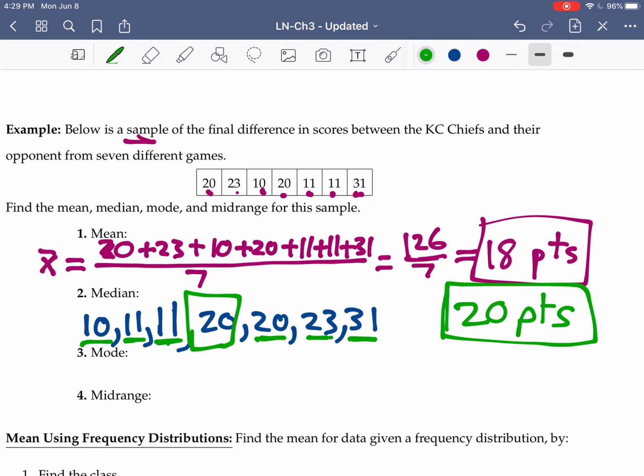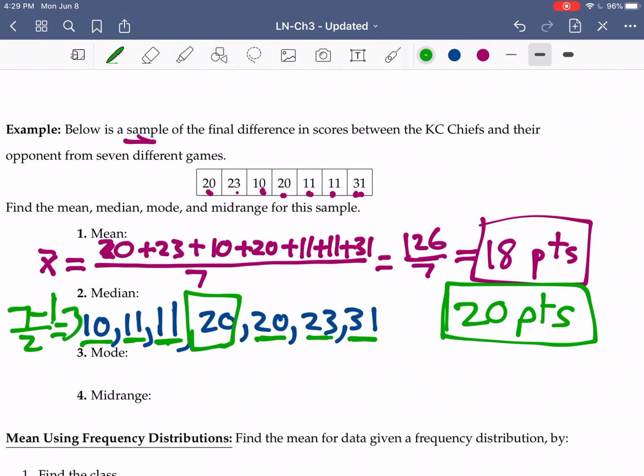To find out how many values we were going to go up, we could take 7 minus 1 over 2. That would have told us 3, so we're going to go up 3, and then the next value, the value in the 4th position, is the value we want.